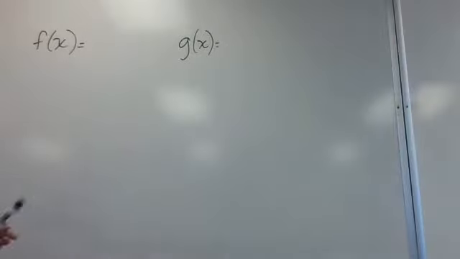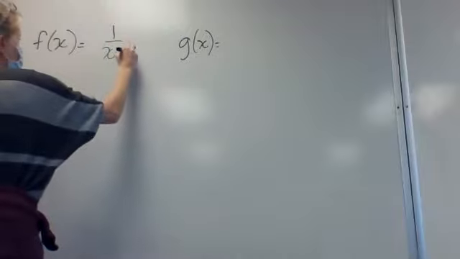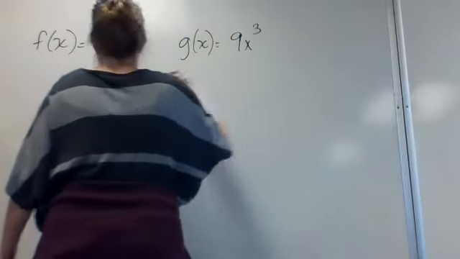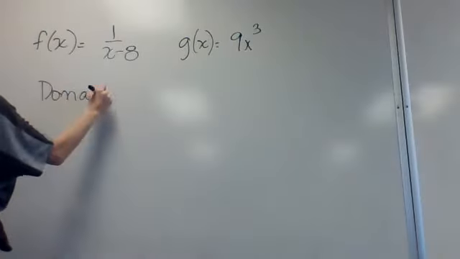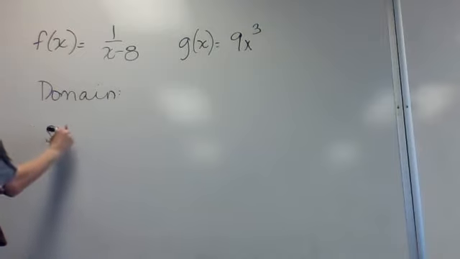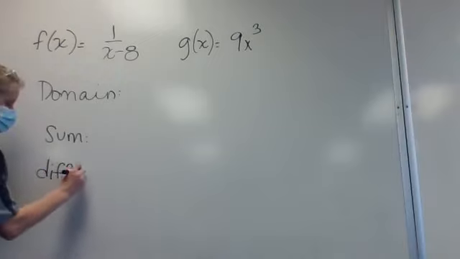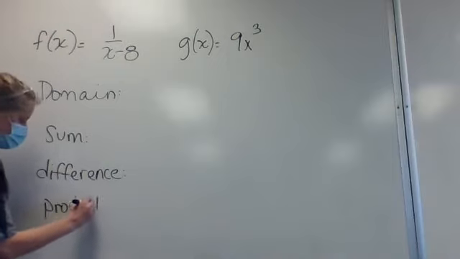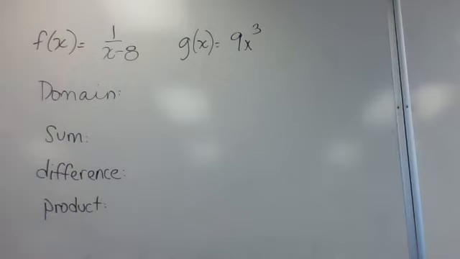F of x is 1 over x minus 8. G of x is 9x to the third. Now, it's going to want me to find the domain of 3 different things: the domain of the sum of those functions, the domain of the difference of those functions, and the domain of the product of those functions. Okay, now remember, when we're talking about domain, we're thinking, what can x not be? Because then it can be everything else but that number or numbers.